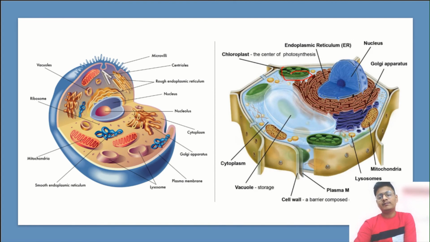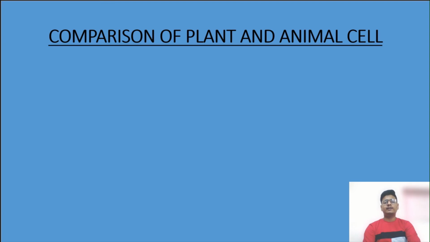Okay students, now do this in your copy: write down all the names of both cells, all the components we learned till now, to classify them. We have to differentiate between these two now. We have to do a comparison of plant and animal cell. Now let's do the comparison of plant and animal cell.